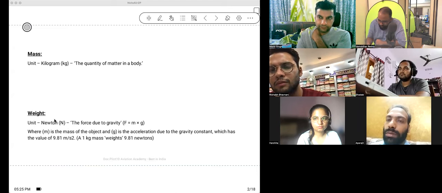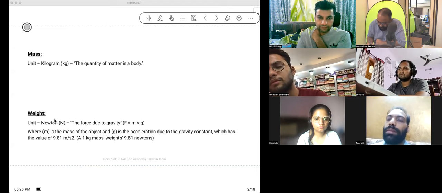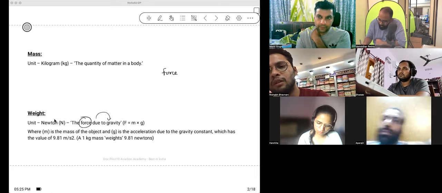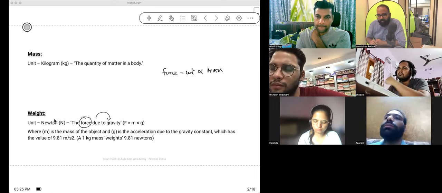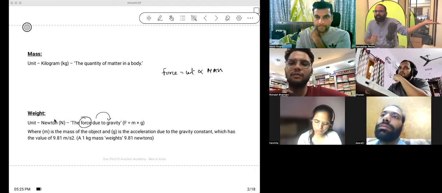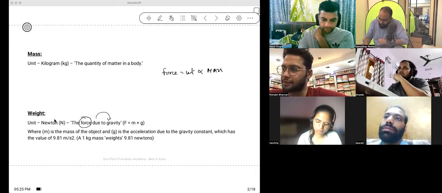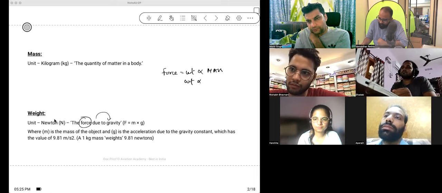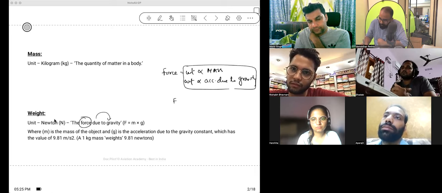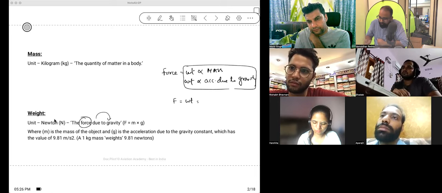Now weight is a force. It's a force due to gravity. That force, or weight, is proportional to mass. If mass increases, weight increases. On the moon, the acceleration due to gravity is less, so weight is less. Can I write that weight is also proportional to acceleration due to gravity? Yes, sir. Combining these two equations, can I say force due to gravity, or weight, is equal to M A?